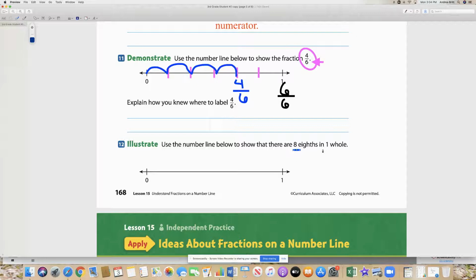All right, use the number line below to show there are 8/8 in 1. 8/8 looks like this. What would we do to show that? 8/8 in 1. Perfect. We break our number line into 8s. 8 is an even number, so I try to cut it in the middle first. And then I need 4 on each side, 4 spaces, not lines.